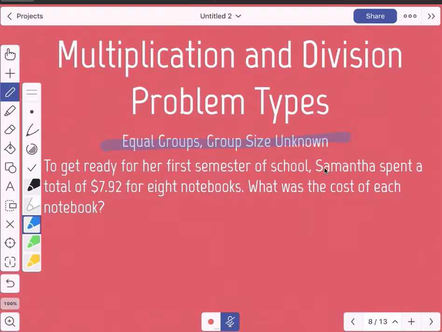So to get ready for her first semester of school, Samantha spent a total, so that's the product, of $7.92 for 8 notebooks. So what was the cost of each notebook? Well, she knows that she has 8 notebooks. She doesn't know how much they cost. I'm going to make it N for notebook. But she knows her total was $7.92. So now to solve this, I would divide.